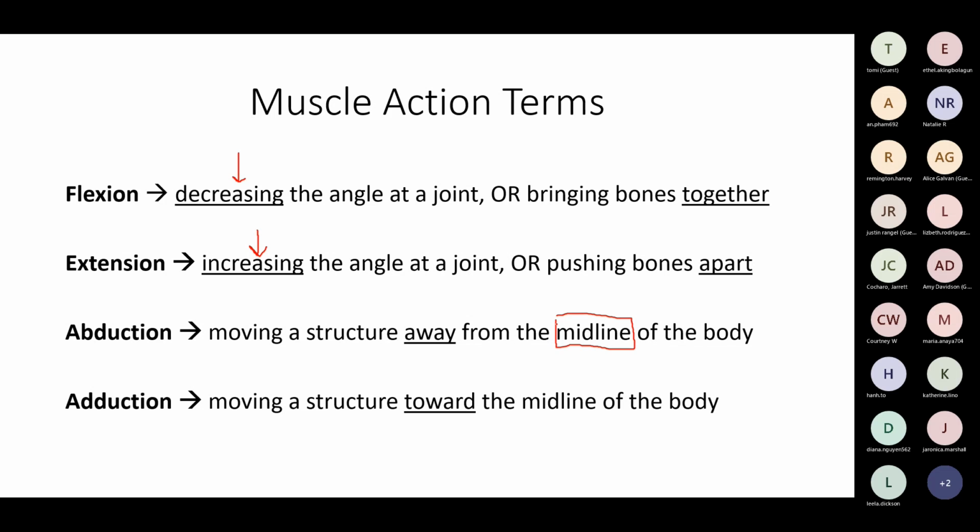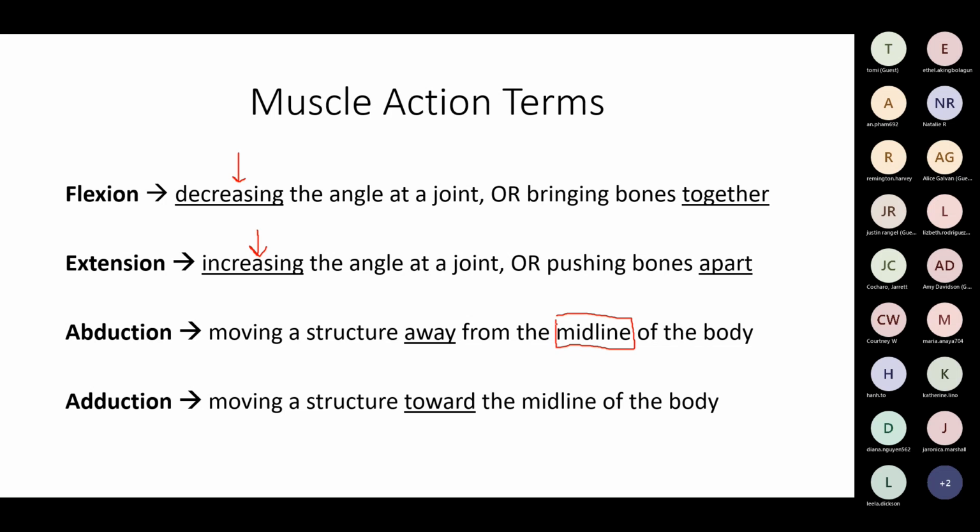So abduction is like when the aliens abduct you and they pull you away from Earth. So we can abduct the shoulder when your arms go up to the side, or abduct the hip when your leg goes outward. Adduction is when we move things back toward the middle of the body, or we're adding them back.